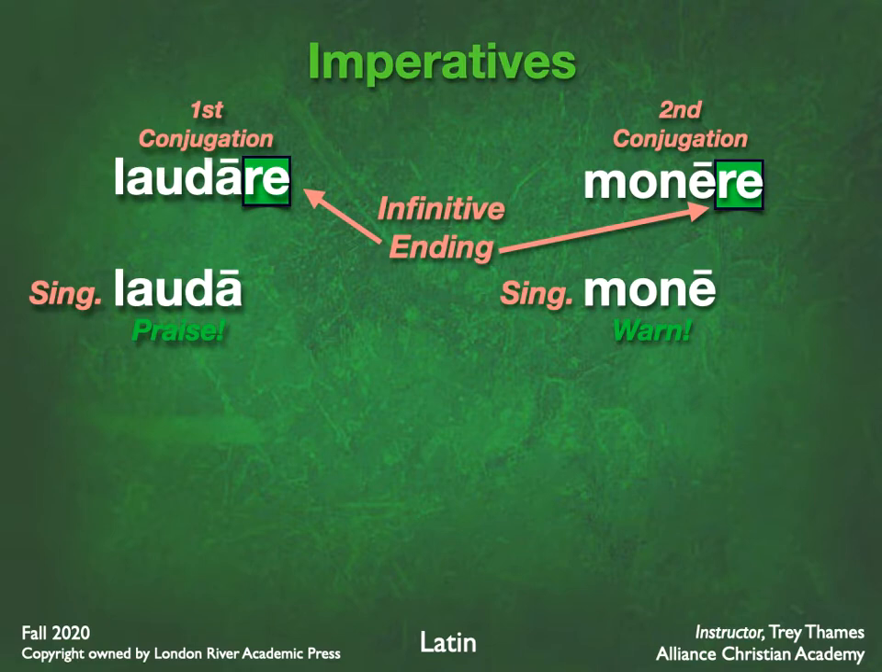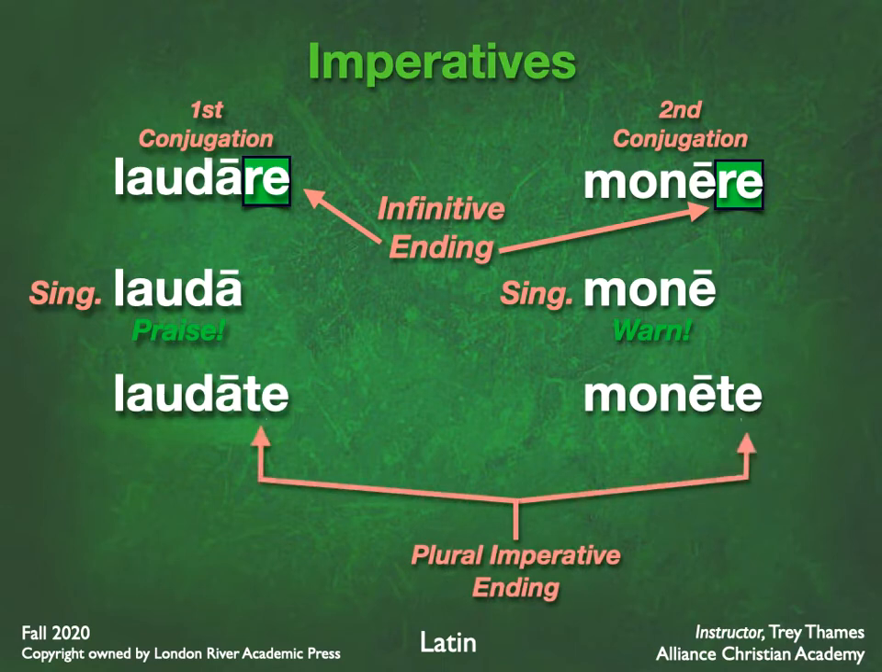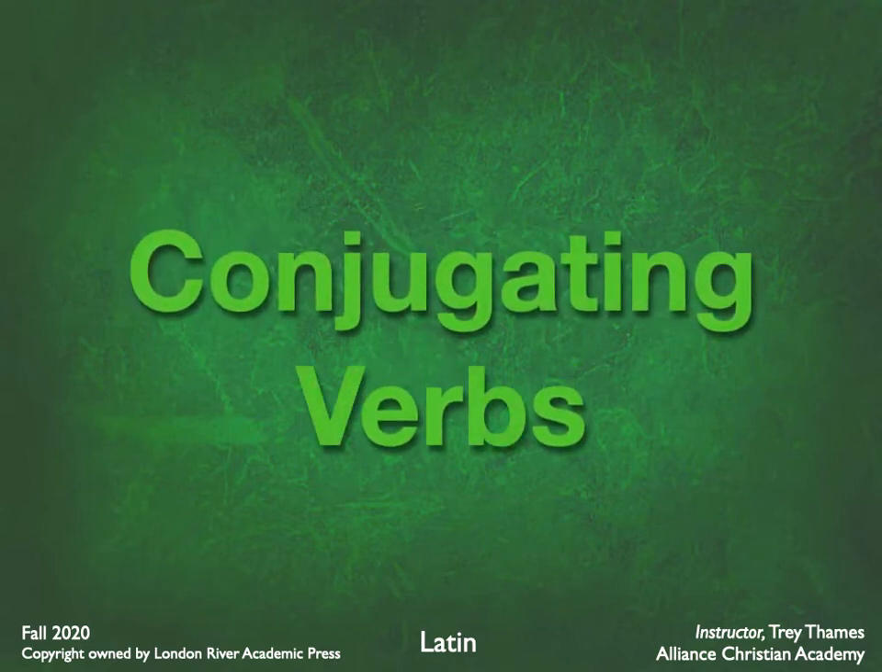Now, what if you wanted to command more than one person? You just add a te to the end of that. So it's laudate, monete. Just add that te, and that becomes you all praise, you all warn. Anytime you're commanding more than one person to do the action of the verb. So lauda, laudate, mone, monete, that's your imperatives. Pretty simple lesson, right? And you spent some time on that last year.